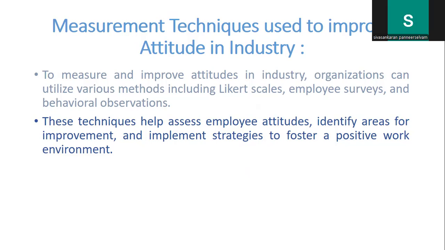First and foremost, to measure the employee job attitude in industry, the organization must utilize different methods, say Likert scale, employee survey method, and behavioral observation methods. These are the common methods that are used to measure the employee attitude in industry. These techniques help to measure the employee attitude, and also identify the areas for further possible improvement and implementing various strategies to create a positive work environment.